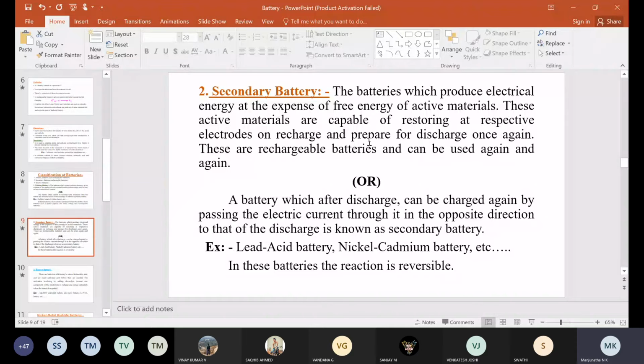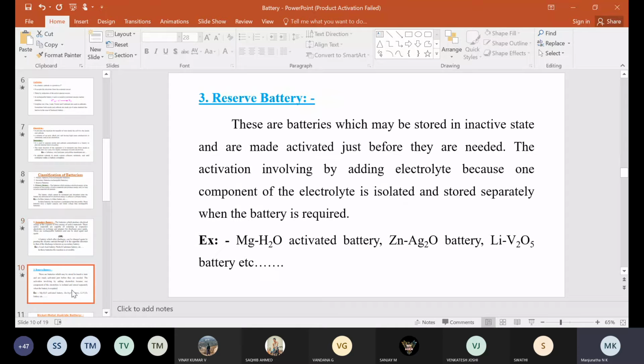So coming to the next type of batteries, that is reserve batteries. Reserve batteries are the batteries which are stored in an inactive state and are activated just before they are needed. These types of batteries are called reserve batteries. It means whatever batteries are initially stored in the inactive state and activated when they are required for use, that type of batteries is called reserve batteries.